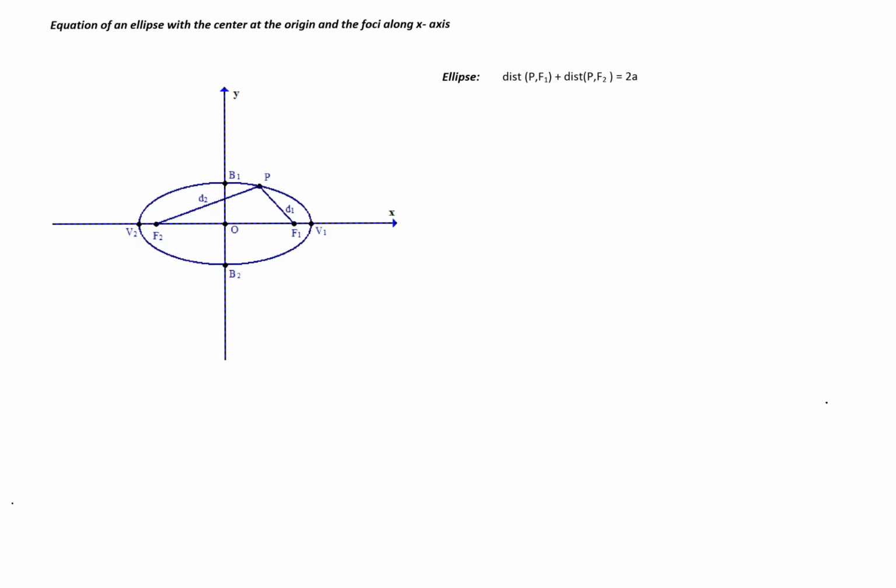Suppose an ellipse is positioned in the coordinate plane in such a way that its center is at the origin and the foci are on the x-axis. Suppose that the focus f sub 1 has coordinates (c, 0). Then the focus f sub 2 will have coordinates (negative c, 0) due to the symmetry. Remember that the center is halfway between the foci.